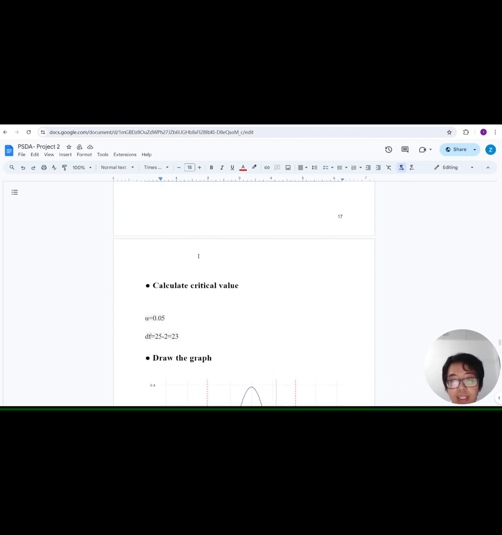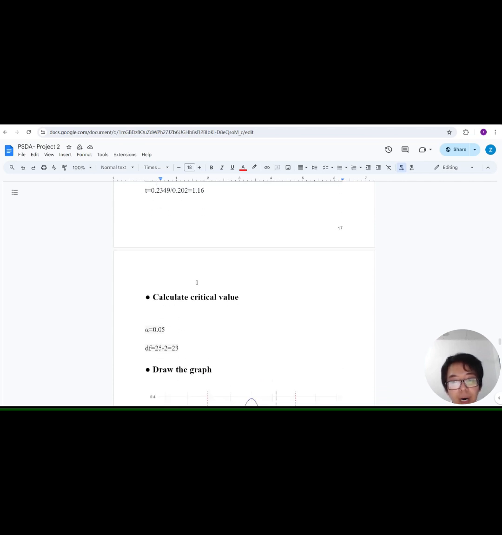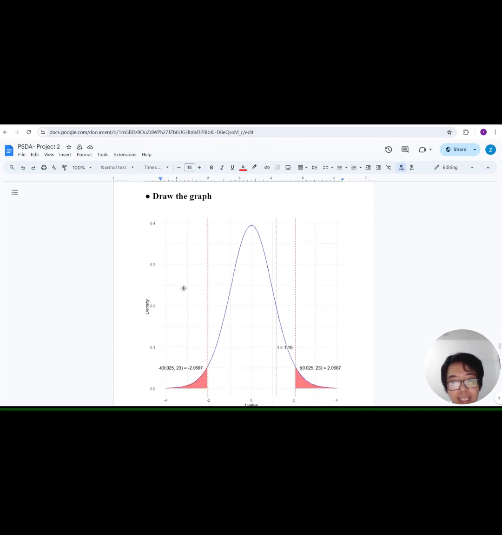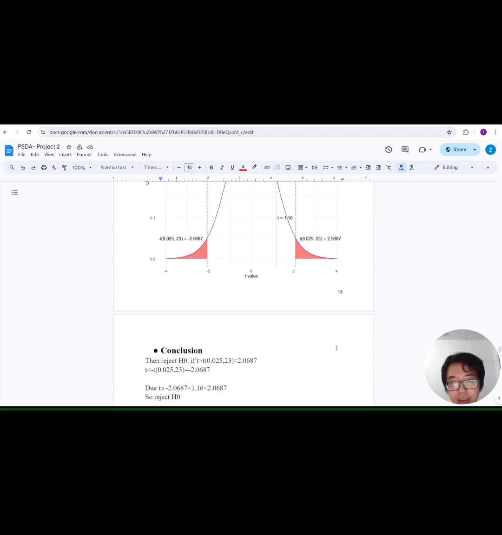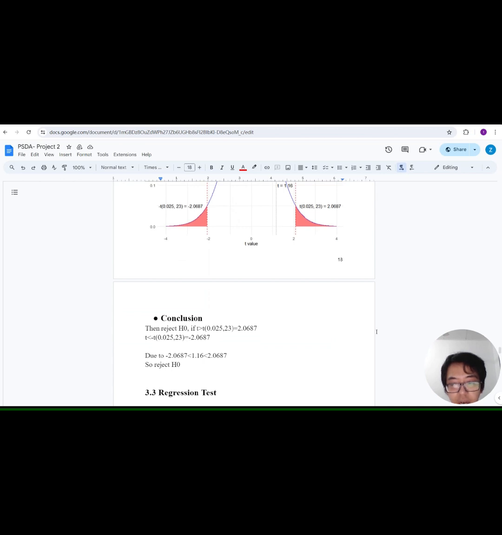So according to the situation we mentioned above, we can draw the graph like this. So we can easily see that the t value 1.16 is between negative 2.0687 and positive 2.0687. So we can get a conclusion that we can reject the H0.